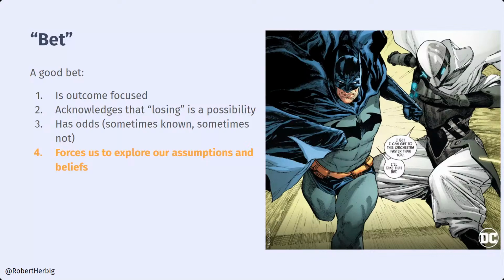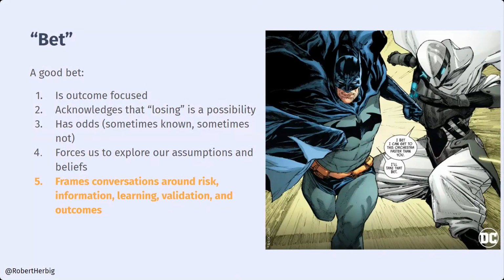Now, a bet forces us to explore our assumptions and beliefs, right? When we look at these other principles, we have to be thoughtful about these things and surface assumptions that we may not be comfortable making. In the case of these two, that one of them may lose. They're both so confident that they'll win, right? But talking about it as a bet forces us to think about it that way. It frames the conversation around risk, information, learning, validation, and outcomes. Again, individuals and interactions here. We're trying to frame around these things so that the individuals are learning and we're not doing things by rote. All of these parts are in service of having a thought-provoking conversation.